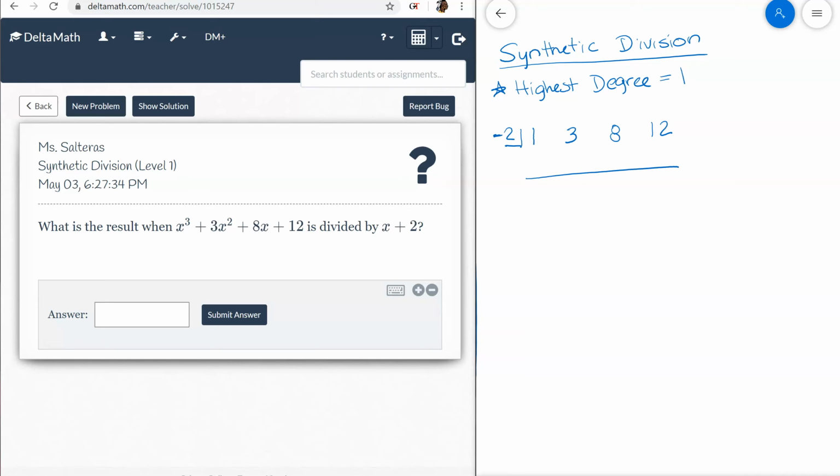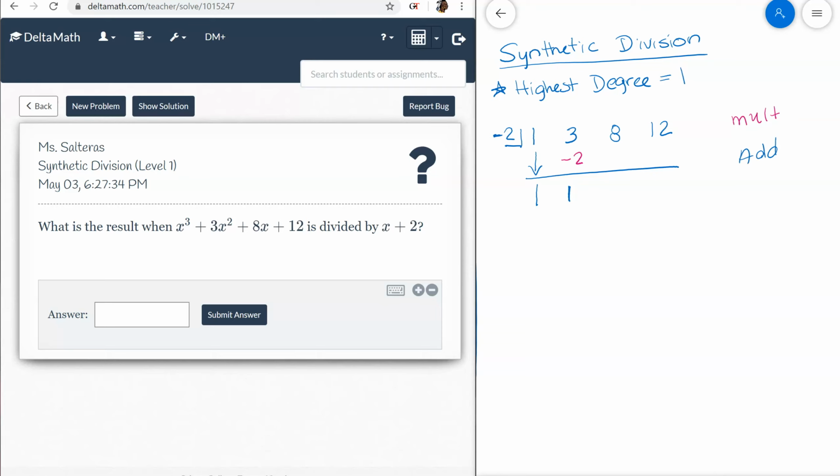Here, I'm going to put my line. You just bring the first term down, so that 1. All right, so here are your steps. You're going to multiply and then add. Multiply with the number that's inside of your box. So 1 times -2 gives you a -2. That's the multiplying part. And then we are going to go ahead and add. So 3 minus 2 gives you a 1. And then you're going to do the same thing over again: multiply and then add.